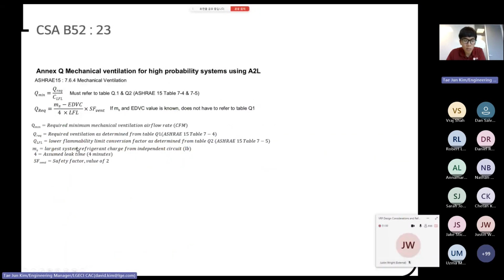And lastly, one of the key things that I would like to mention on the B52 code is the mechanical ventilation formula. So it kind of gives you the CFM value calculation to be considered as the valid mechanical ventilation.